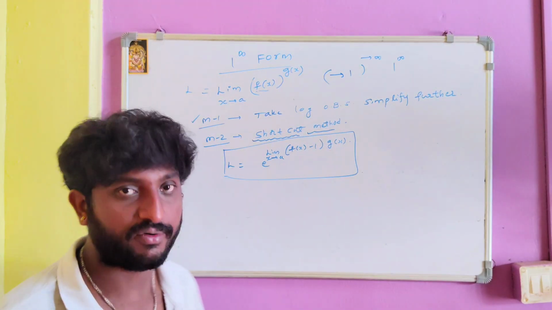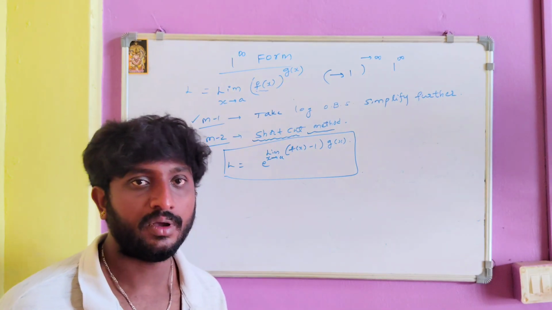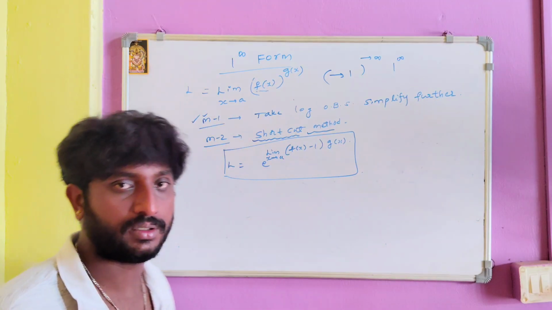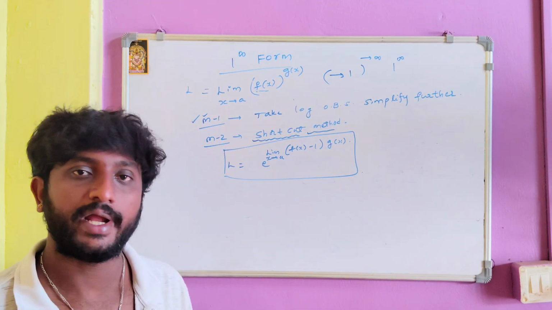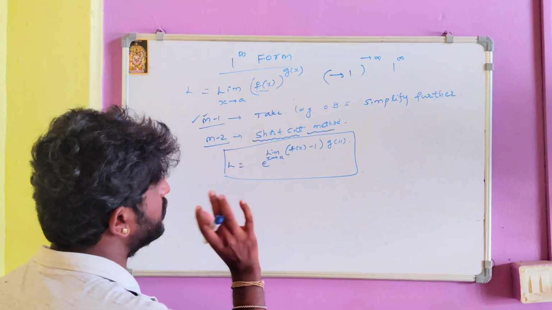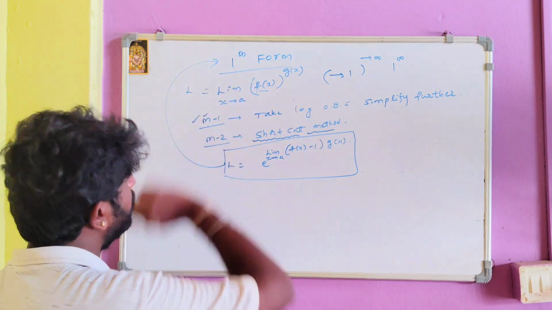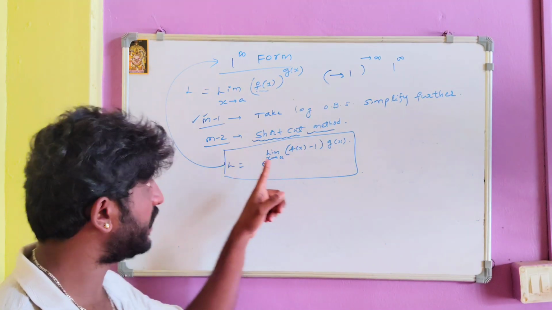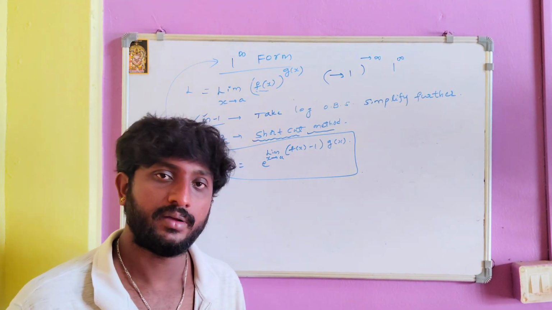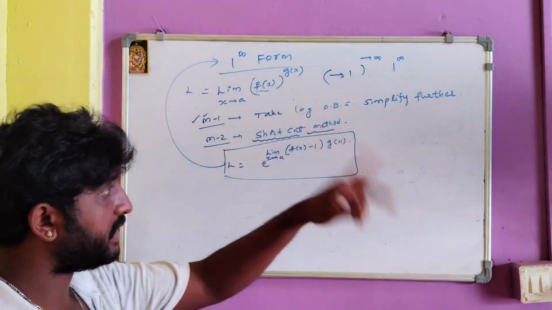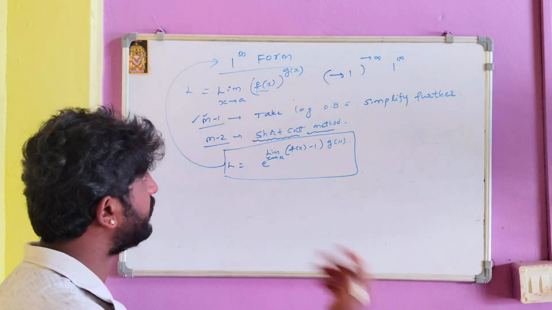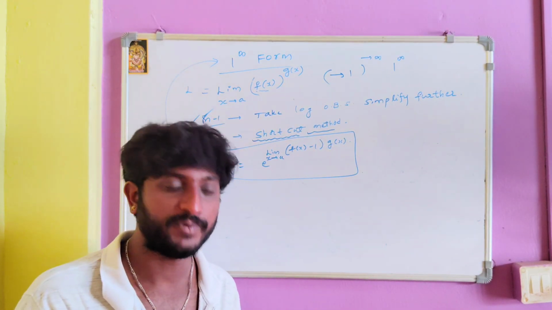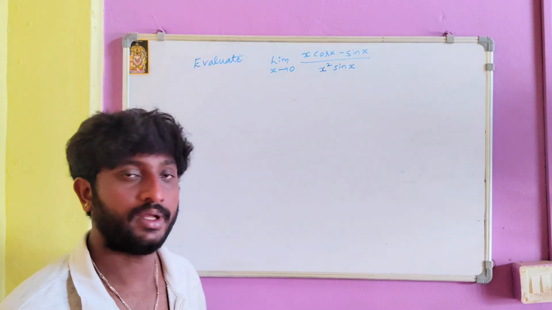There are some other forms like 0 raised to the power of 0. We apply method 1 for the remaining indeterminate forms. This shortcut is applicable only for 1 raised to the power of infinity. Remember this. For the other remaining indeterminate forms, we can use method one. Now, this is the question.